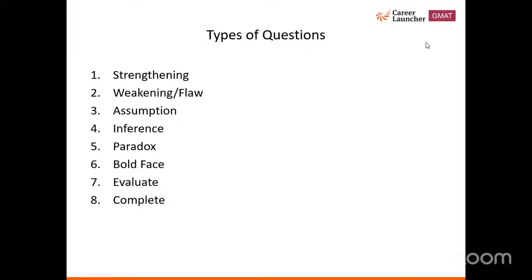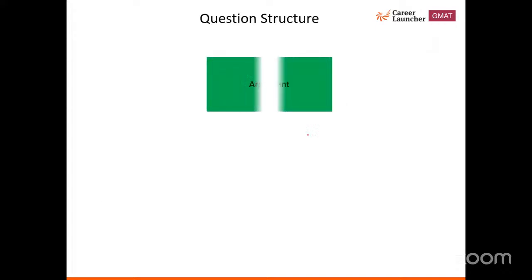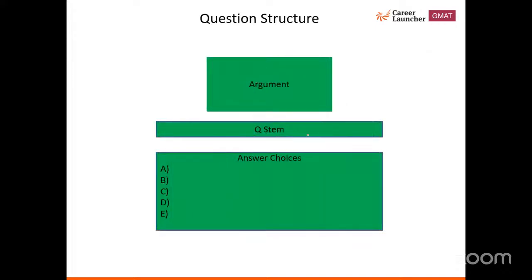All right. So here, first, let's understand what a typical critical reasoning question is. There are 3 components to it. Any critical reasoning question that you will find on the test will comprise an argument, which is a short passage that is given to you. Then there will be a question stem, and it will be followed by answer choices, right?